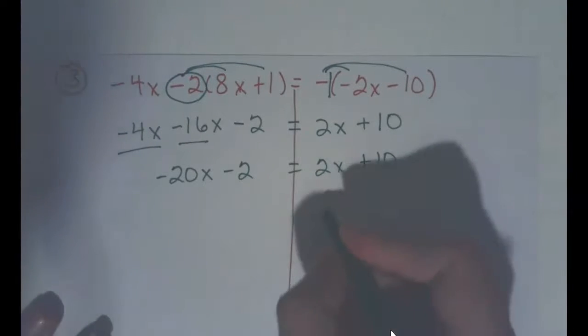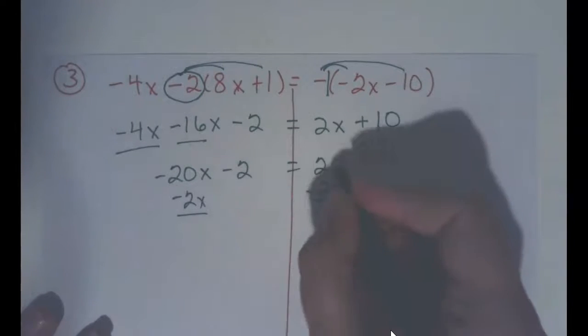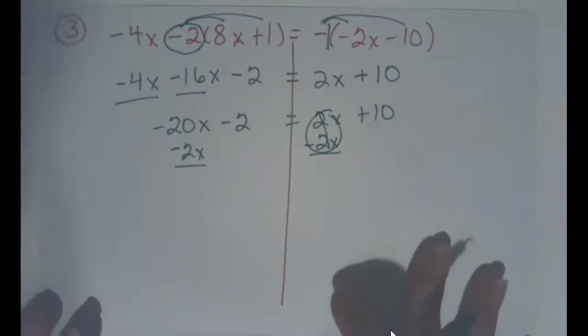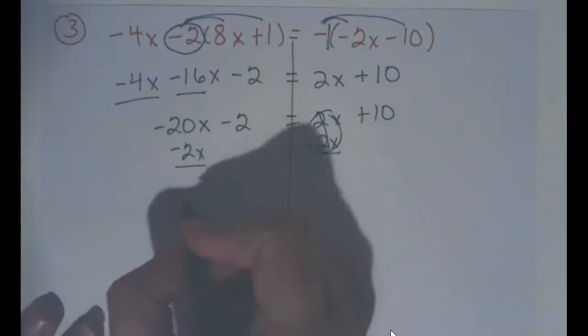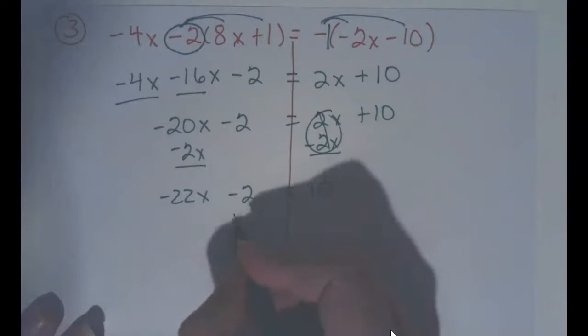Then I'm going to move all of my variables to one side of the equation. Doesn't matter which. Just all the variables on one side, and then you'll move all of the constants to the other side.